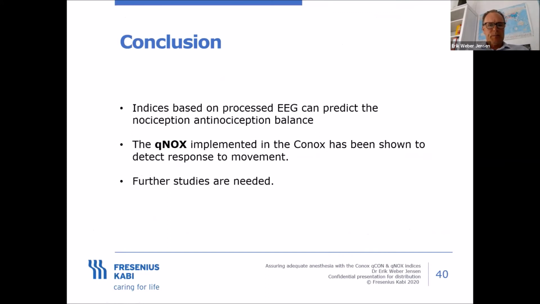So in conclusion, indices based on processed EEG can predict nociception anti-nociception balance, and the qNOX is our nociception anti-nociception index, which is implemented in the Conox, has been shown to detect response to movement. It is still a new index. We certainly need further studies to be carried out.